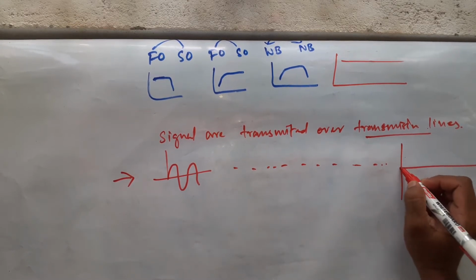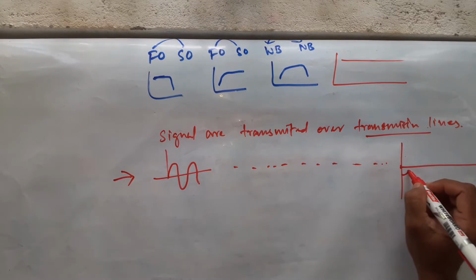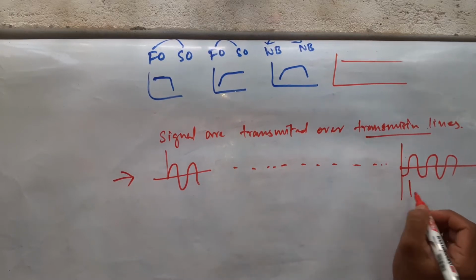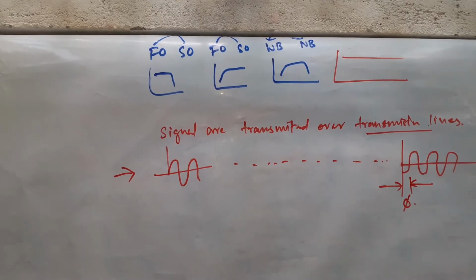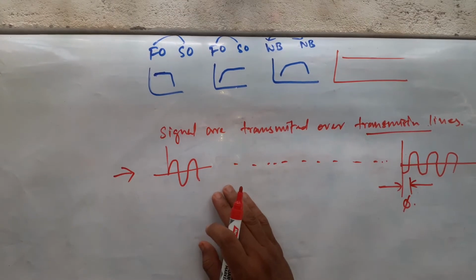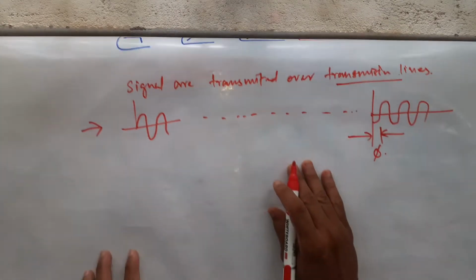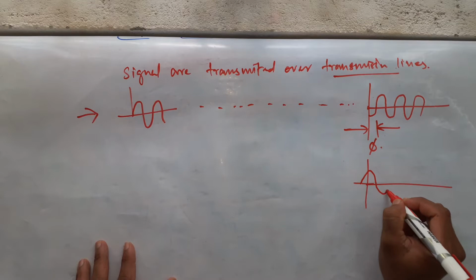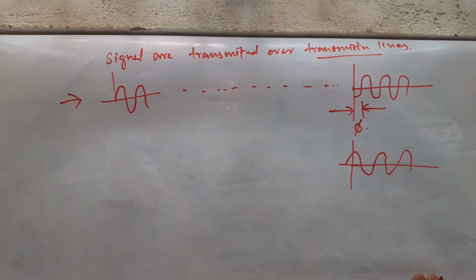Your signal may be having the same amplitude, but the phase angle might have changed. It might have become like this. So there is a phase angle difference, right? This phase angle, let me call it phi. So the signal may go lagging or it may also come leading. I can also draw it like this. It can go lagging as well as leading.